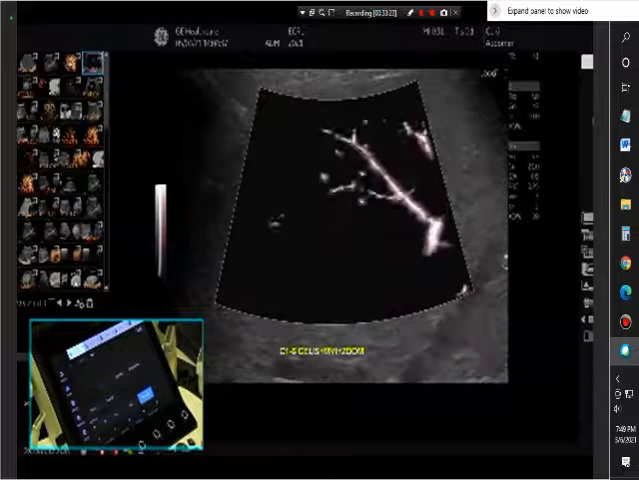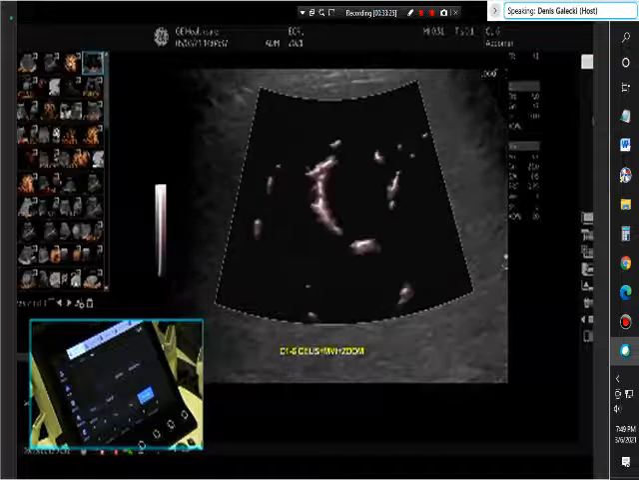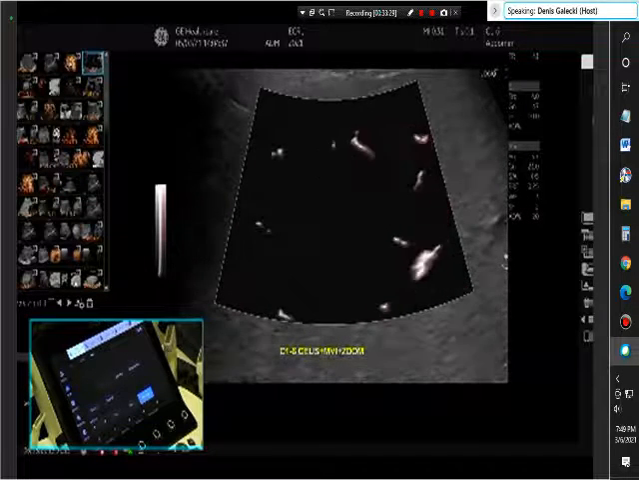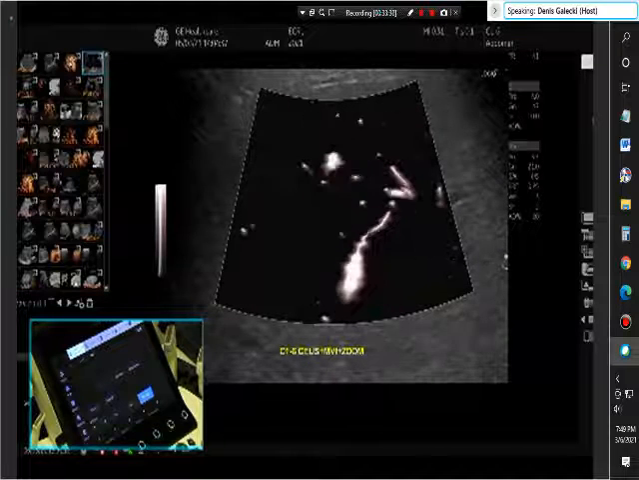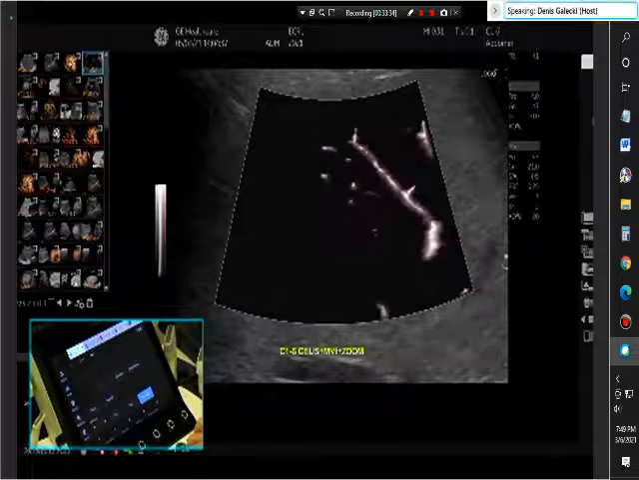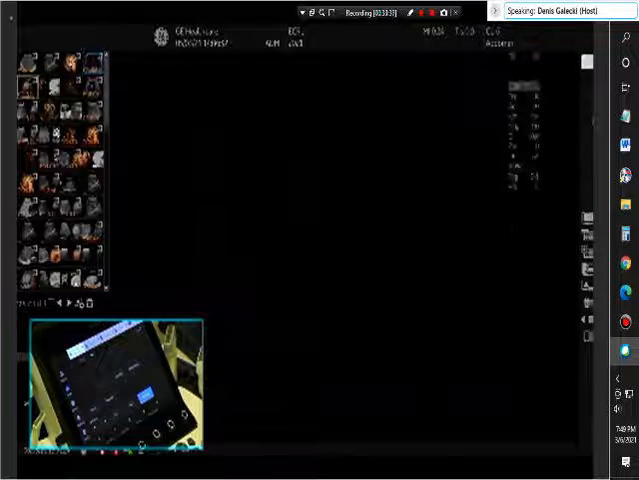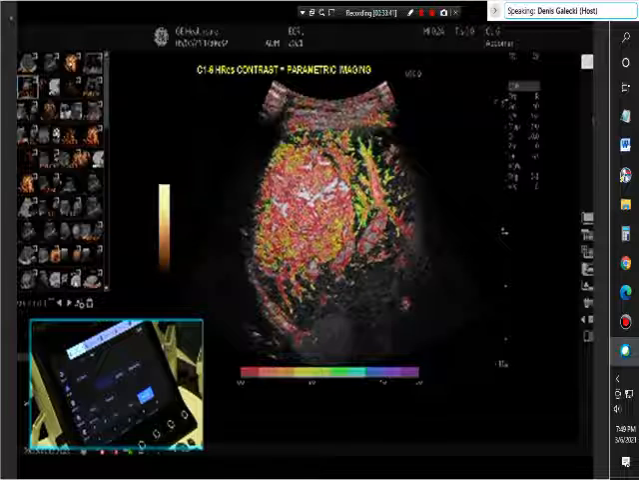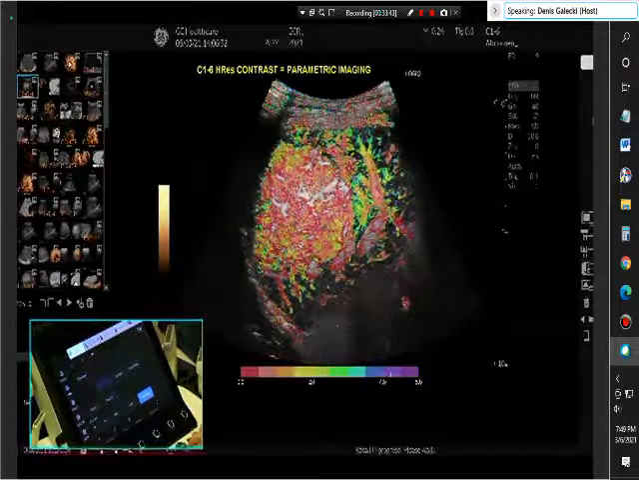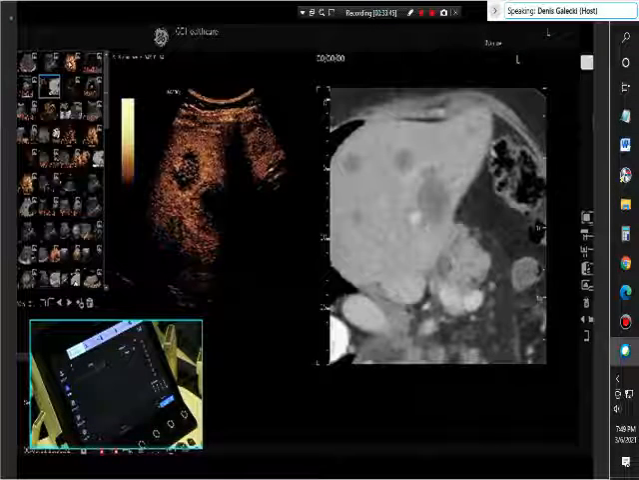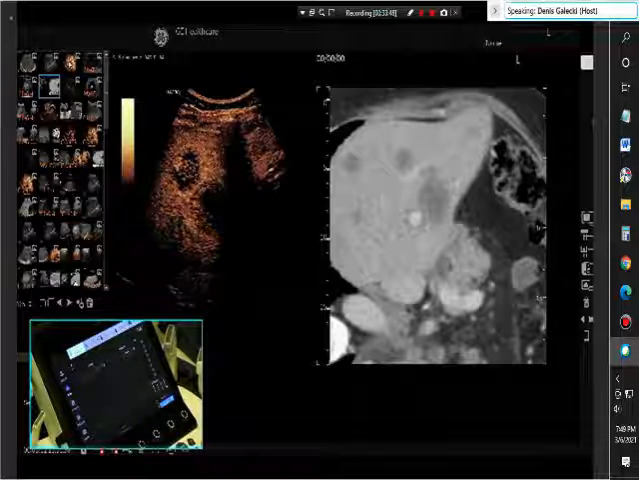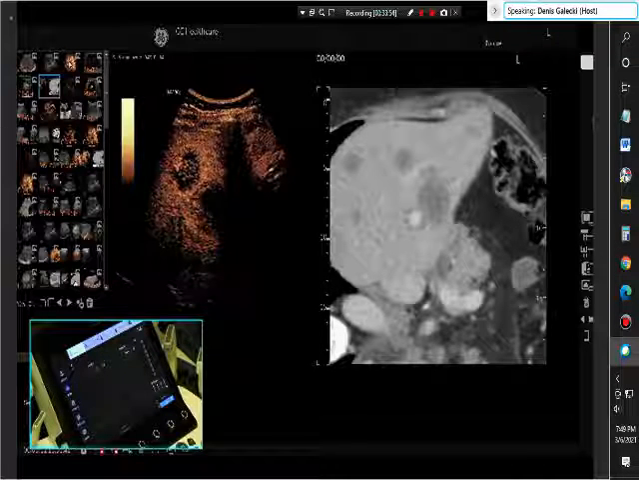With our Logic E10 system, you can now combine microvascular imaging during your contrast examination. For sure, we are providing parametric imaging. And finally, to complete the liver examination with Logic E10, we are providing volume navigation.